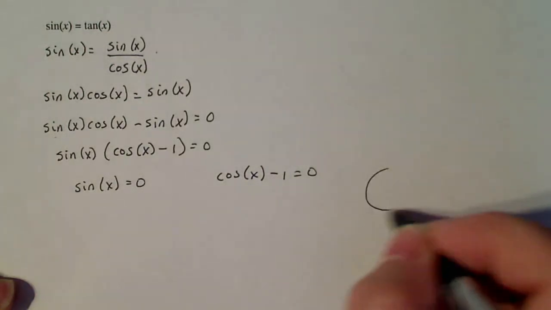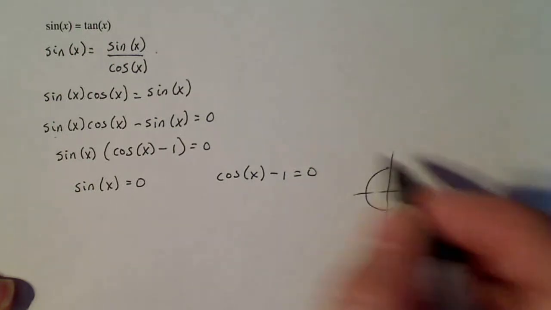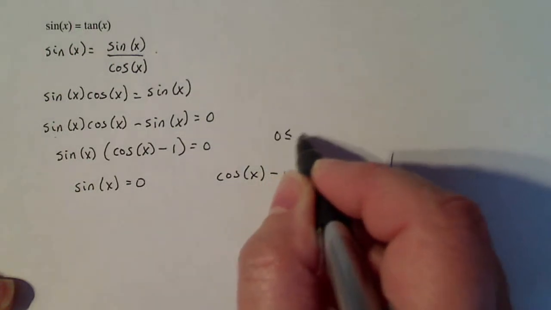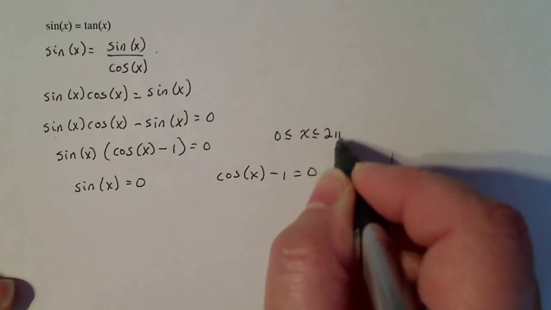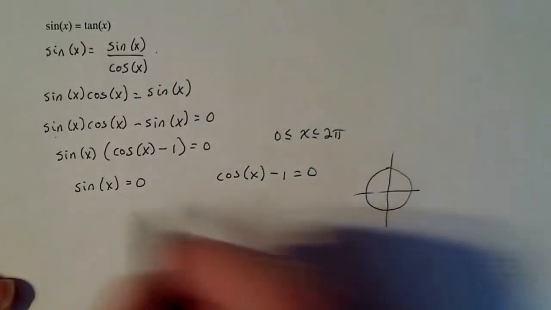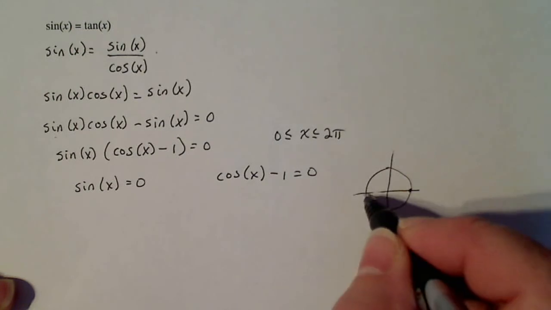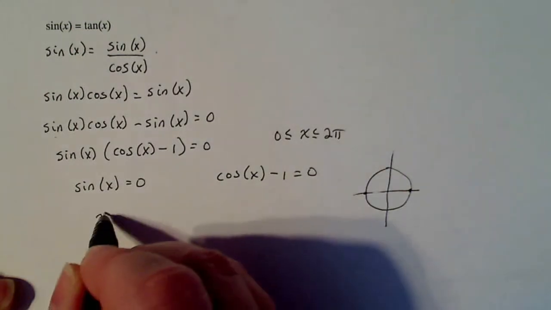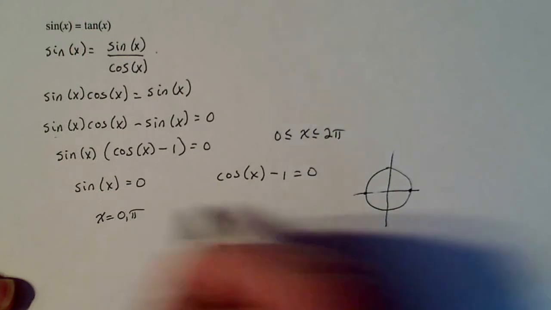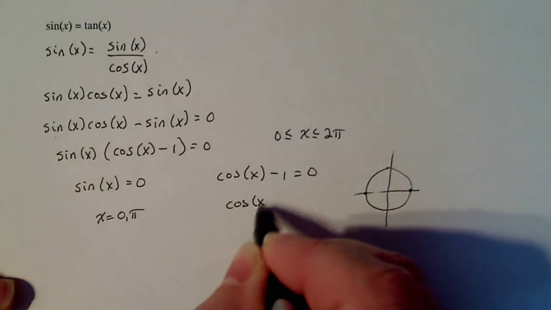So if I think about my unit circle again, I'm looking for x values on the interval from 0 to 2 pi. Not all of them, just from 0 to 2 pi. And sine is 0 at 0 and pi. And then over here, I'm going to solve for cosine x.